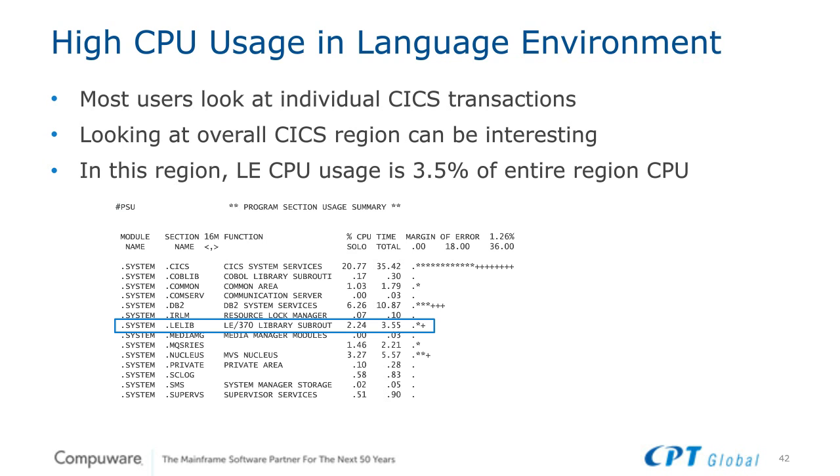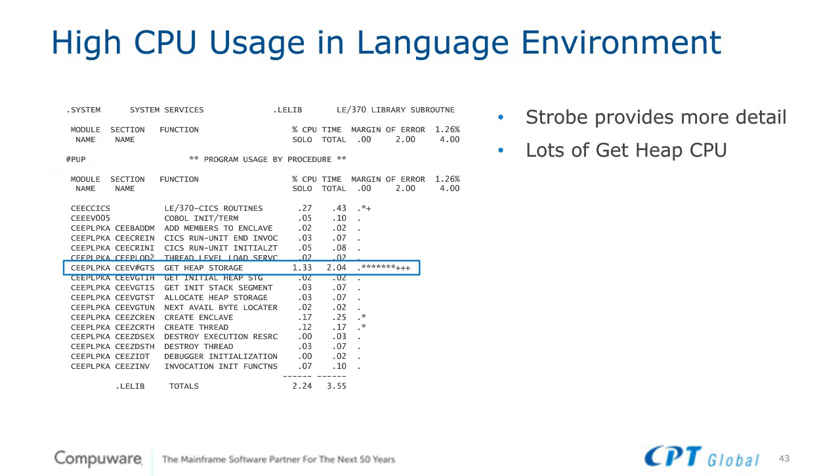So, the good news about Strobe is it actually breaks down that LE a little bit more, and so it tells us what particular areas in LE are consuming the CPU. And for here it is get heap storage. Now, this is one of the ones I like to look at a lot, particularly if there's C code or Java code going there. Sometimes the LE heap overhead can be quite sizable, and it shouldn't be. There's ways of getting around it.